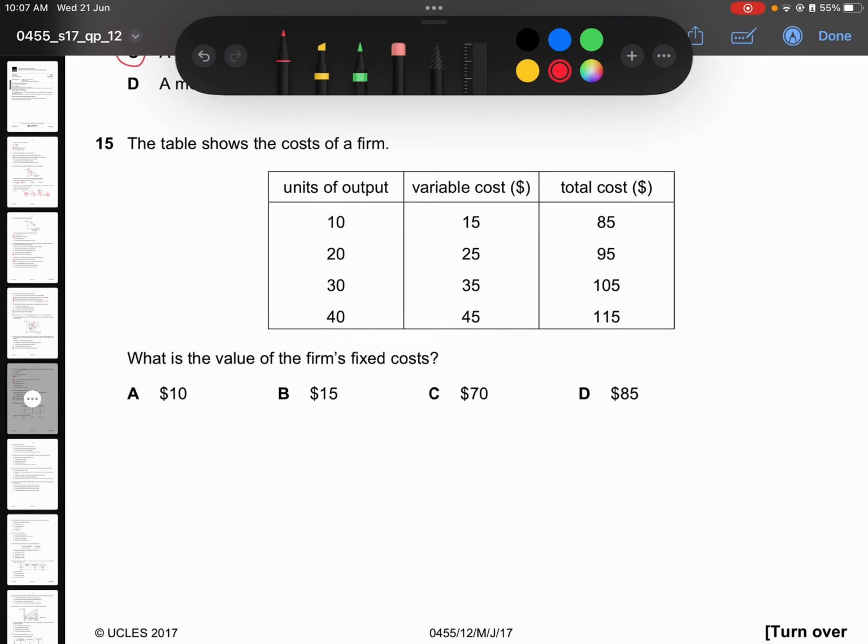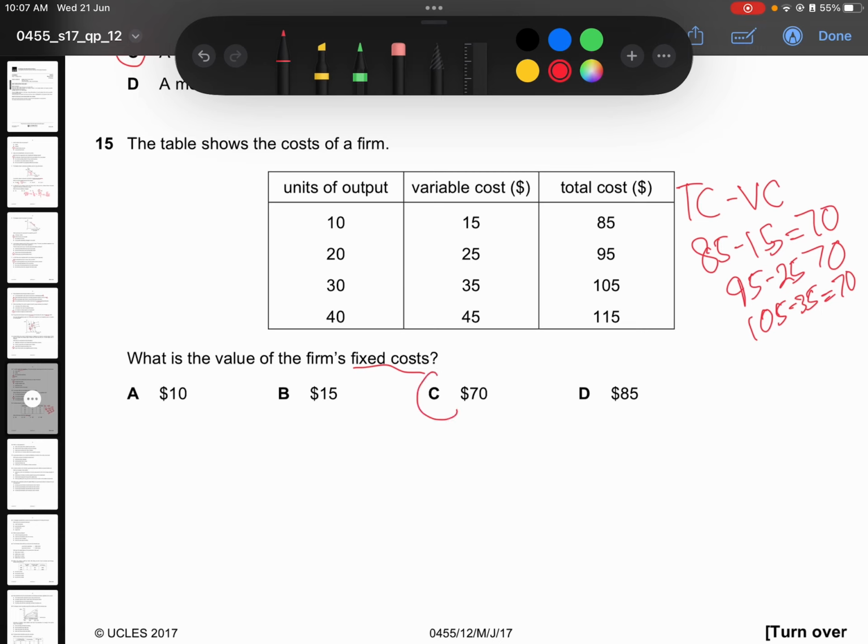Now, here the table is given and asking us to find the firm's fixed cost. Remember, your fixed cost is basically total cost minus variable cost. So you have 85 minus 15, which equals 70, and then 95 minus 25 is also equal to 70. 105 minus 35 is also equal to 70. So hence your answer is C, 70.